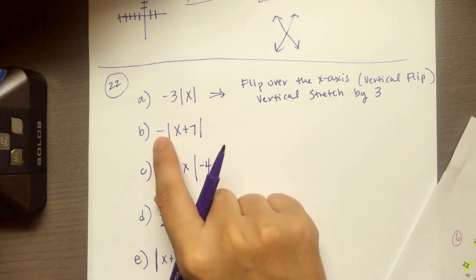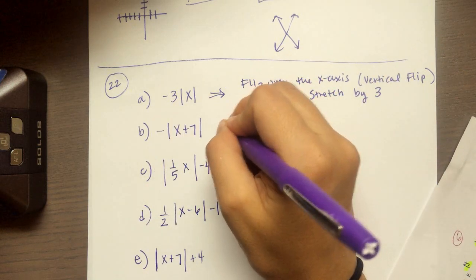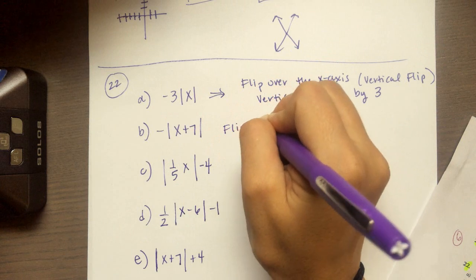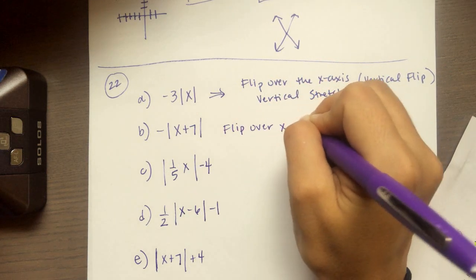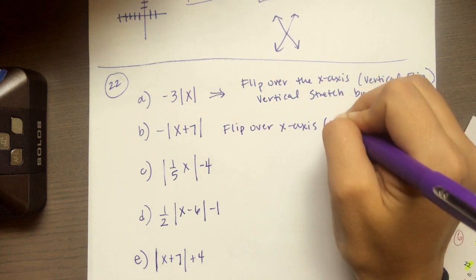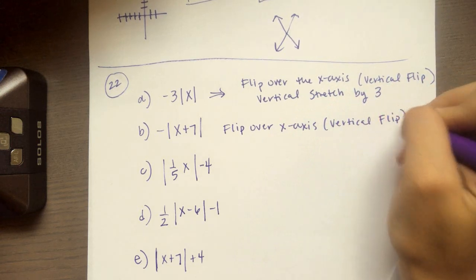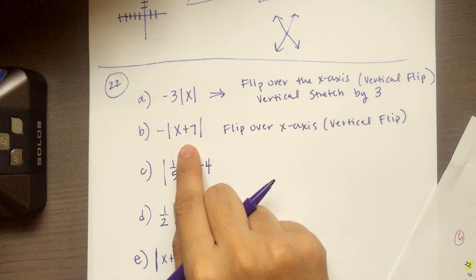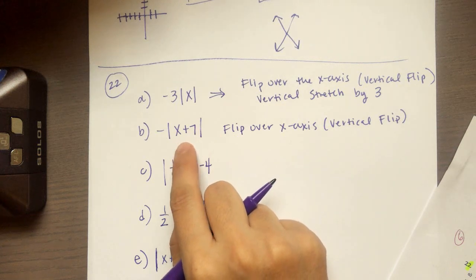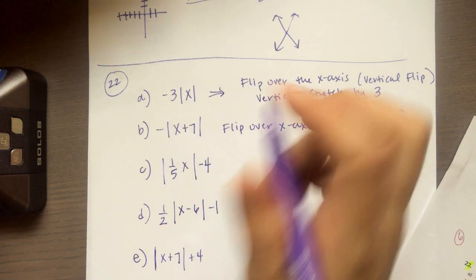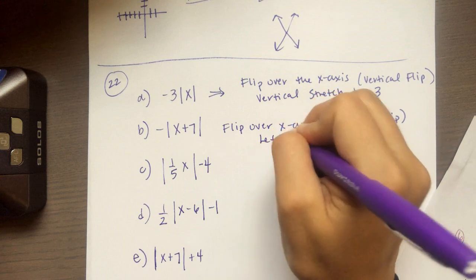Alright, let's talk about this one. We still have the negative on the outside, so that's a flip over the x-axis, or a vertical flip. And then this plus 7 is horizontal land, so that tells you where it goes left or right. It looks like it goes to the right 7, but it actually goes left 7.